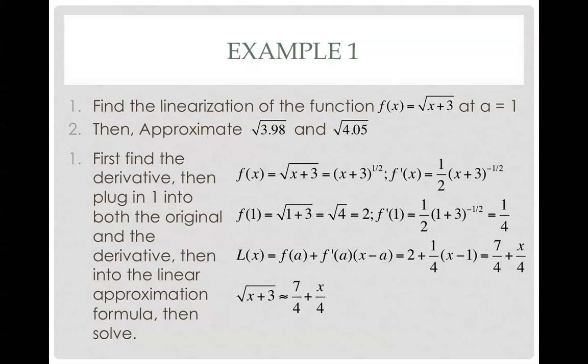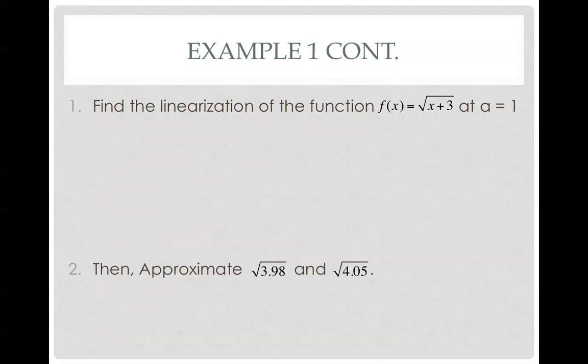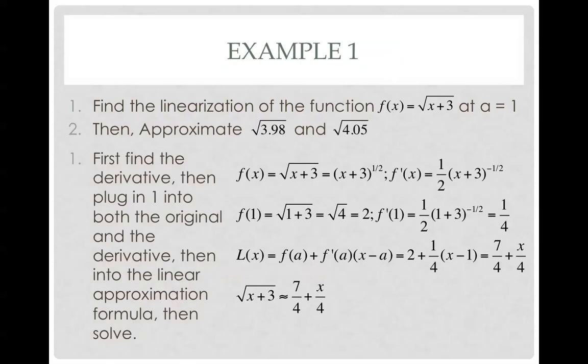Then plug 1 into both the original and the derivative. If we plug it into the original, we get 2. Into the derivative, we get 1/4. Then into the linear approximation formula, which means we have 2 plus 1/4 times x minus 1, which equals 7/4 plus x divided by 4. Now we can say that an approximation for the square root of x plus 3 is 7 divided by 4 plus x divided by 4.